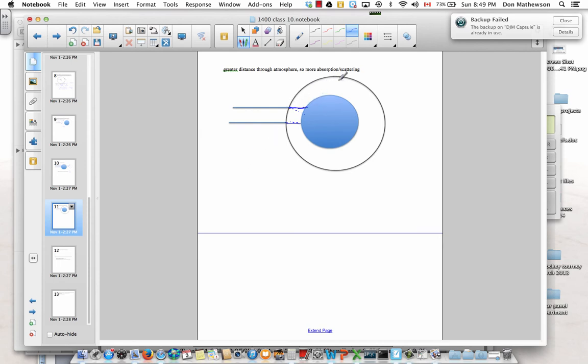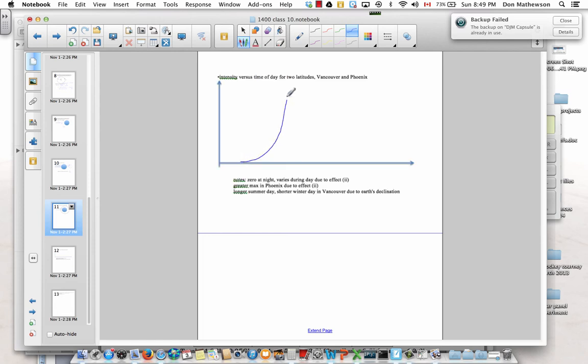And so if you were to compare us, at around 49, and Phoenix at around, must be low 30s. In Phoenix, say in the summer, you'll find the solar intensity gets really high.